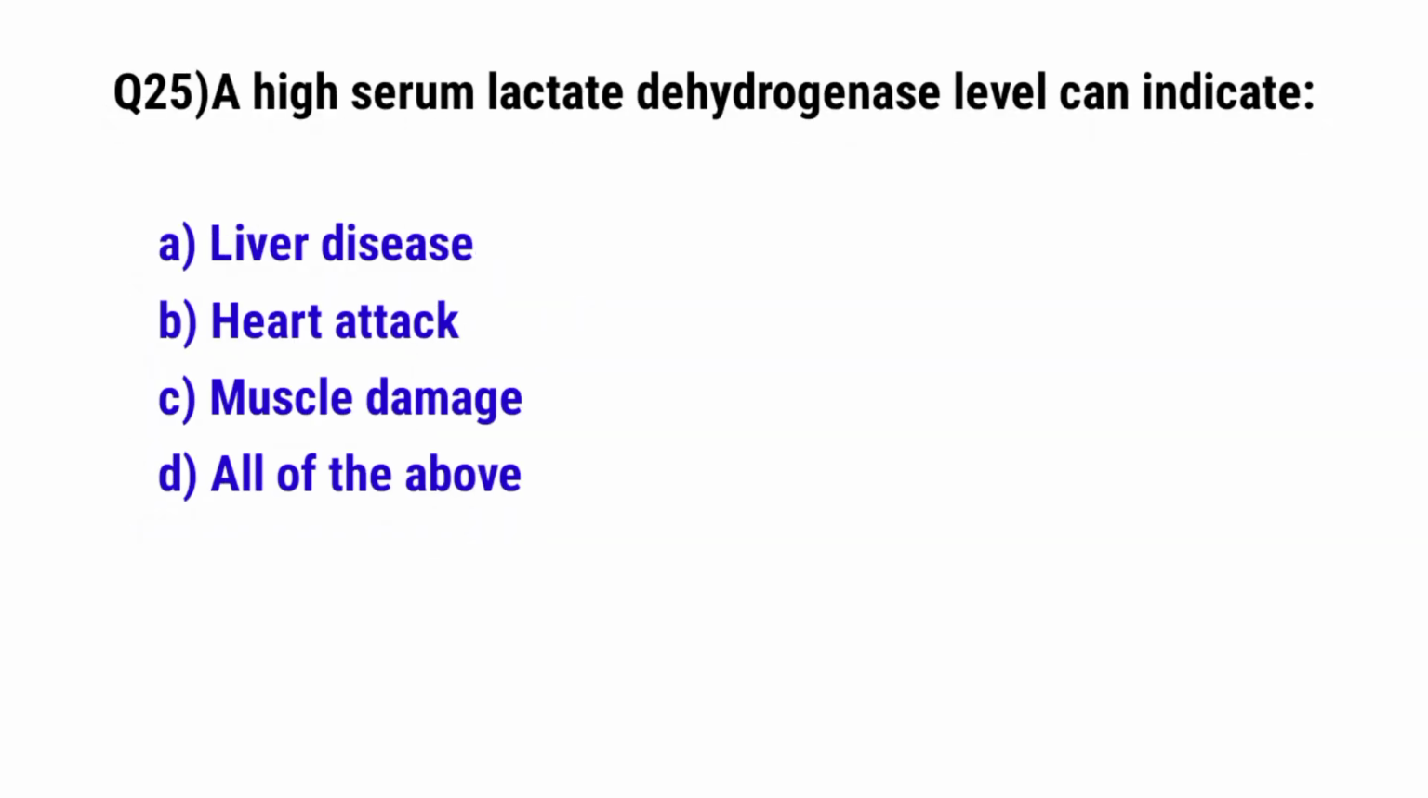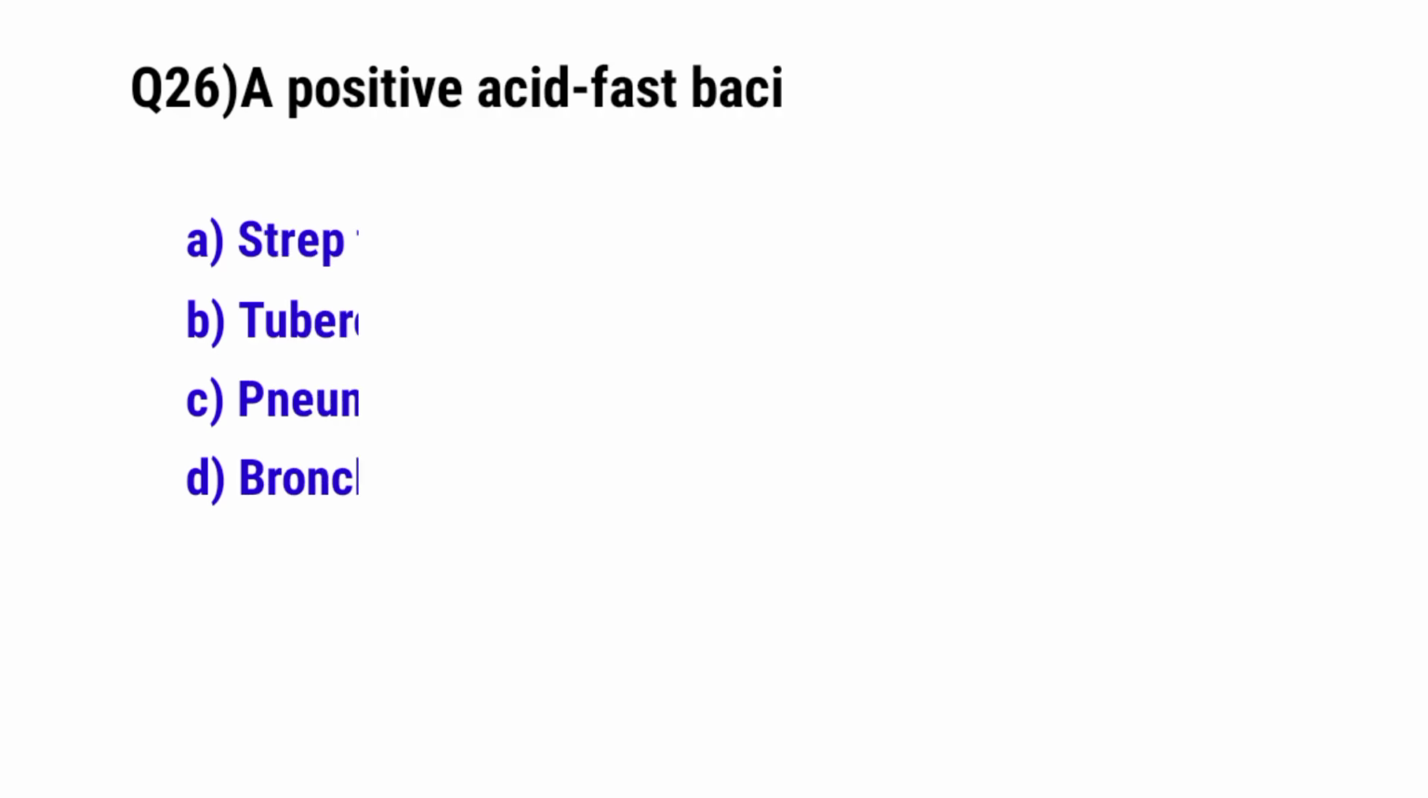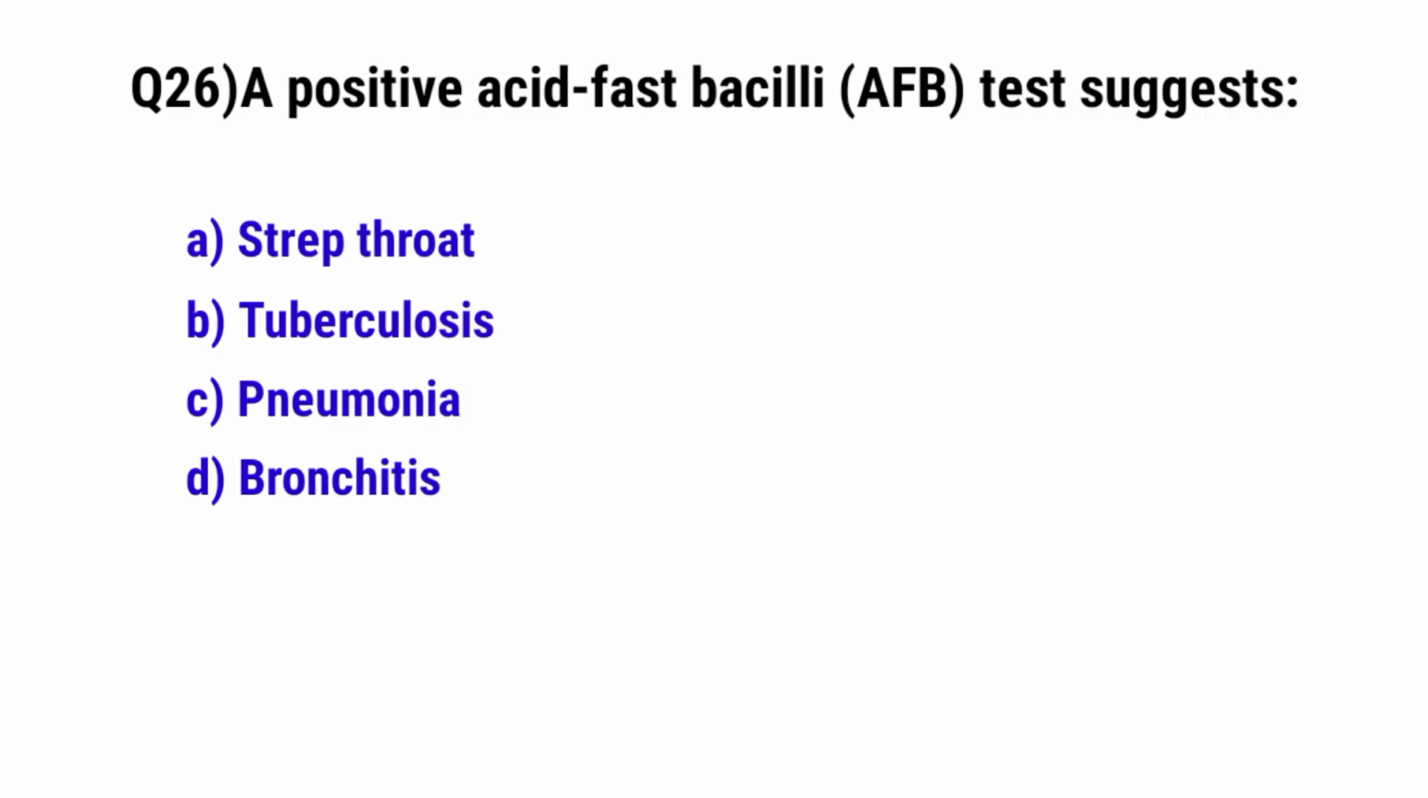Question number 25. A high serum lactate dehydrogenase level can indicate. The correct option is D. All of the above. Question number 26. A positive acid fast bacilli test suggests. The correct option is B. Tuberculosis.